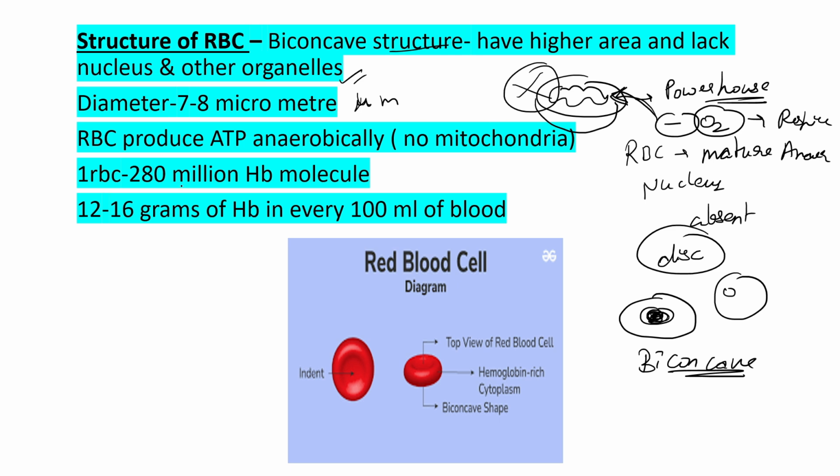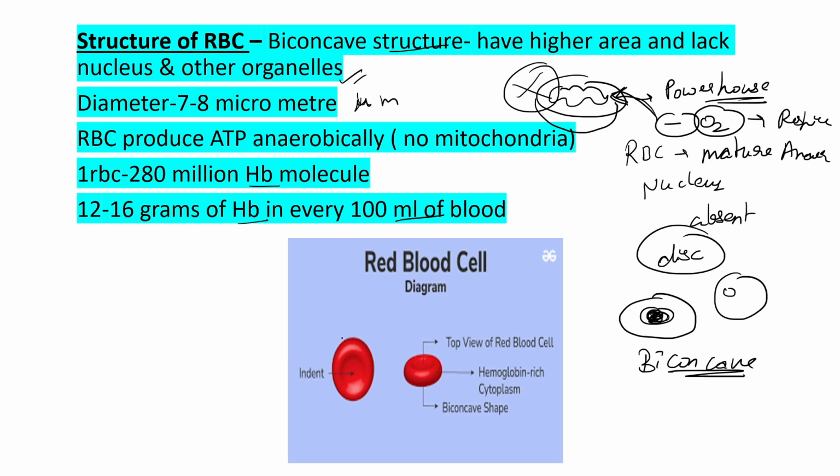One RBC will consist of 280 million Hb molecules, and Hb is the hemoglobin, right? Hemoglobin is what the oxygen or carbon dioxide binds to. Now, 12 to 16 grams of Hb are present in every 100 ml of blood. So 12 to 15 grams of Hb is present in 100 milliliters of blood, right?